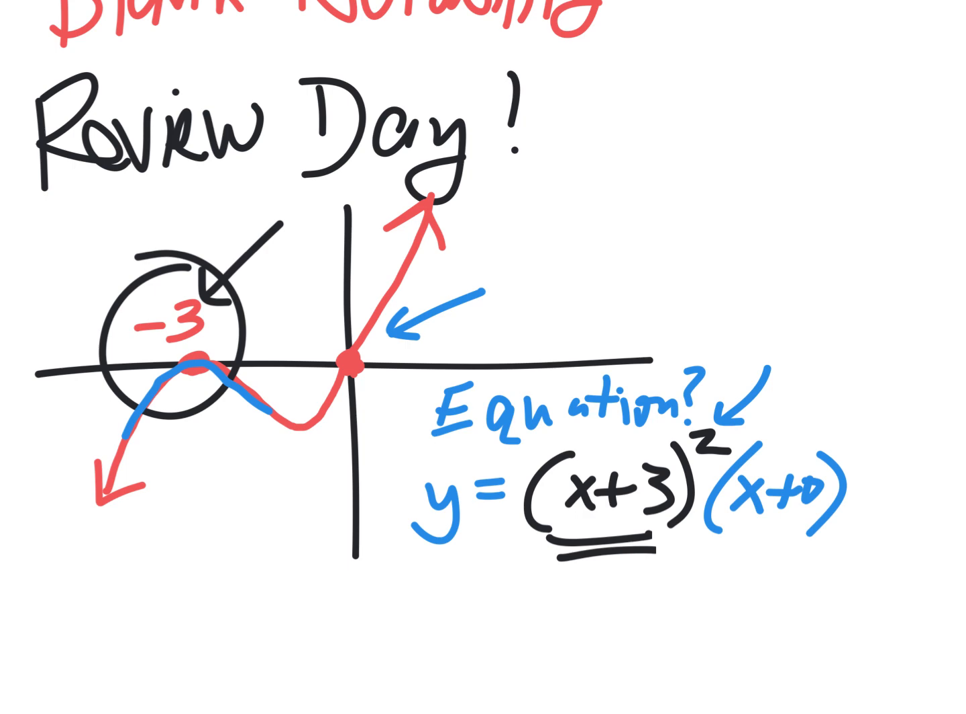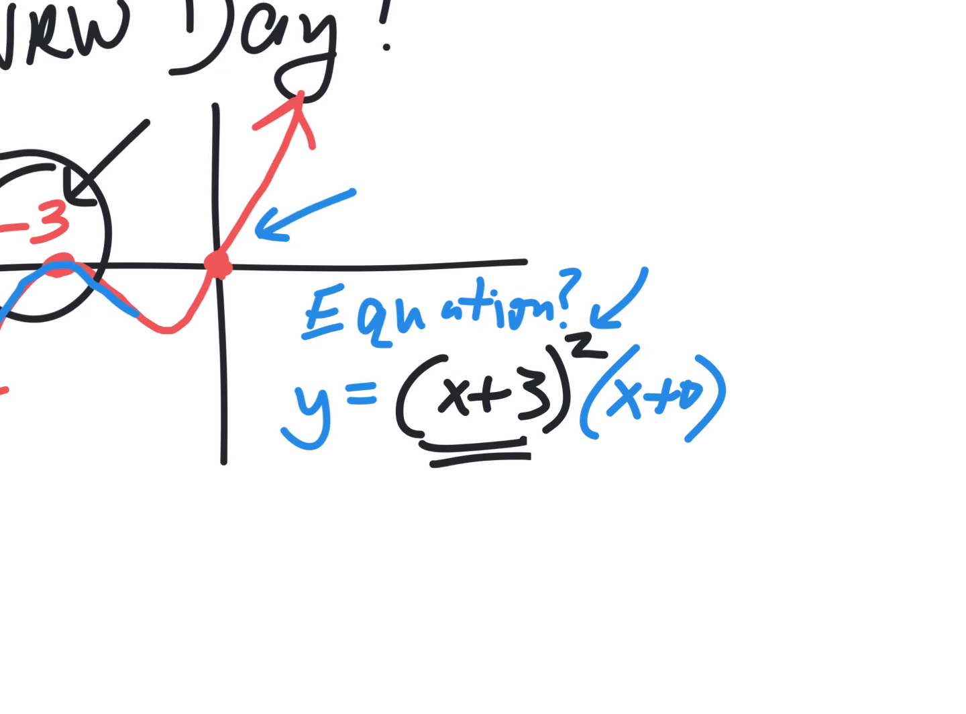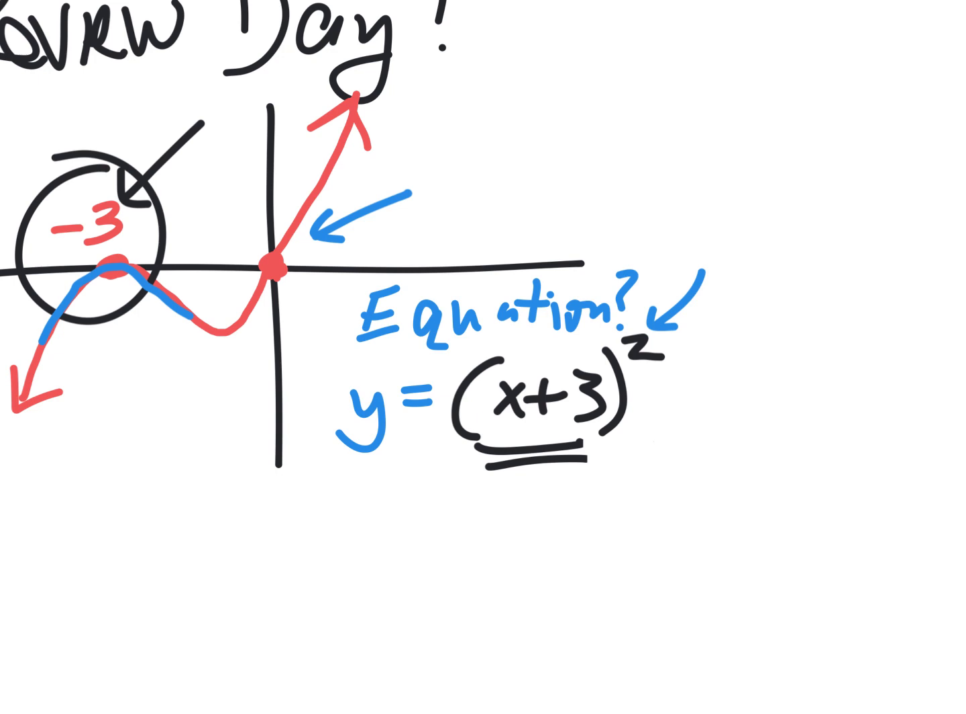This x plus 0, that's telling me that it has gone through 0, and since it's not bouncing, I don't put squared. Now, do you get that x plus 0 is the exact same thing as if I just said x? It doesn't even have to be in a parenthesis. It could just be an x. And if it was just an x, you might as well put it in the front, because then it looks more like it's been factored.